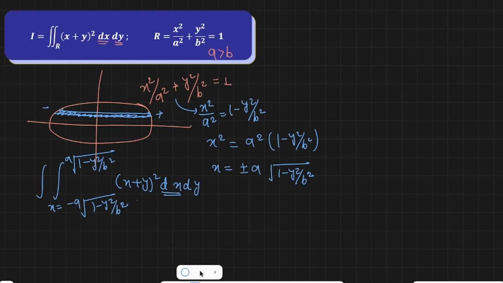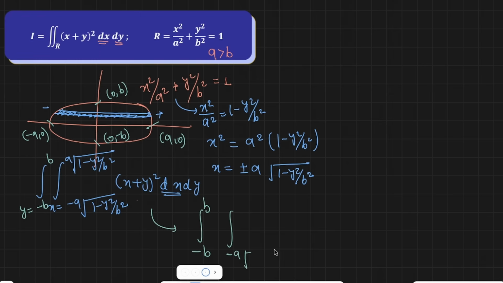Now one more thing: the coordinates are basically this is a comma 0, this is minus a comma 0, this is 0 comma b, and this is 0 comma minus b. So the y limit will be from minus b to b. As per the odd and even function concept, here you can use twice of this from 0 to this, and twice of this from 0 to this. So this can be written like this: minus b to b, minus a square root of 1 minus y square upon b square to a square root of 1 minus y square upon b square.